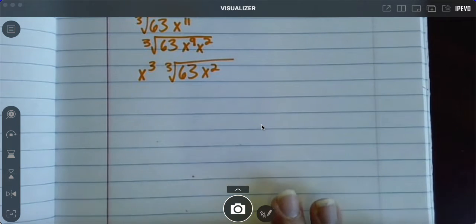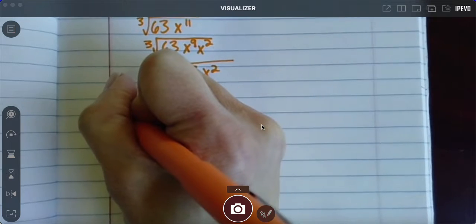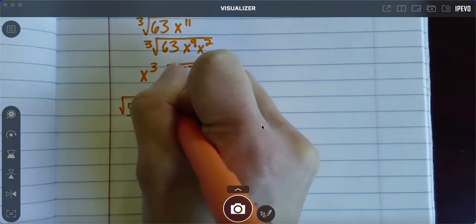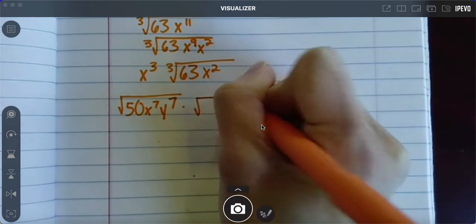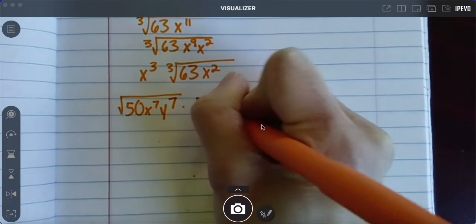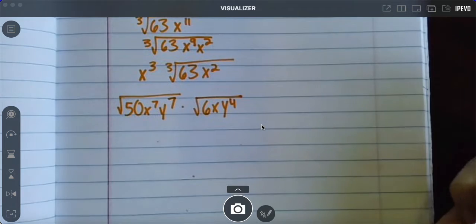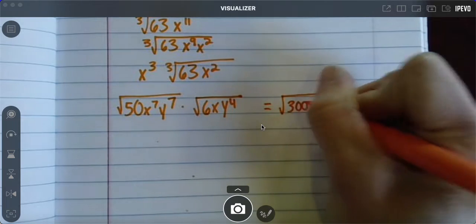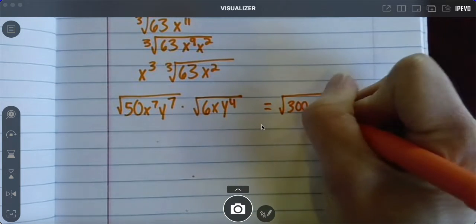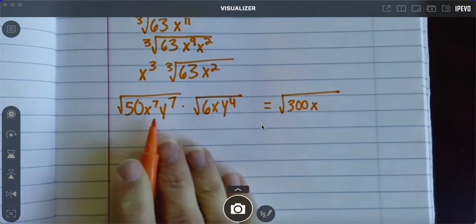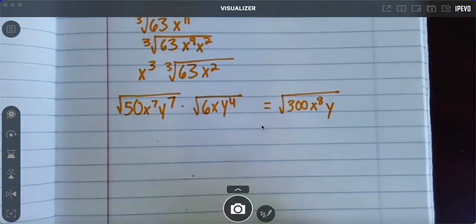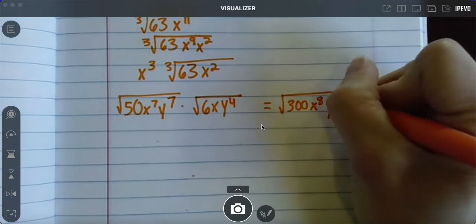All right, number 9. I have the square root of 50x to the 7th, y to the 7th, times the square root of 6x, y to the 4th. So what's 50 times 6? 300. And then how many x's do I have? 7, and then one more is 8. And then how many y's do I have? 7 and 4 is 11.